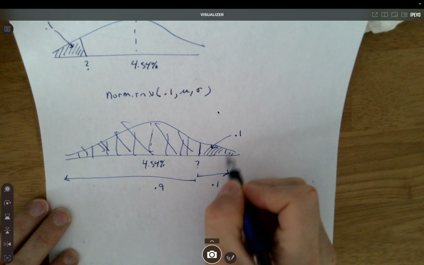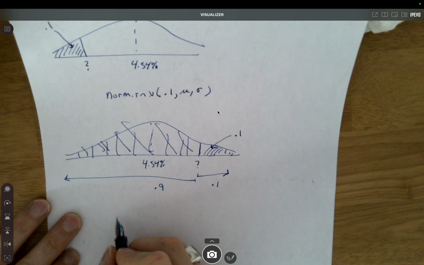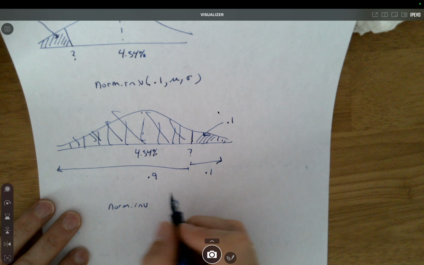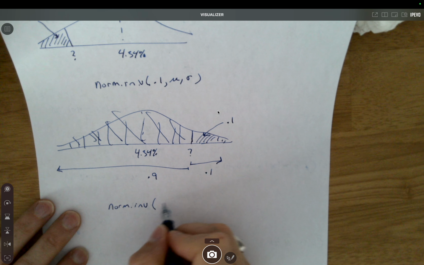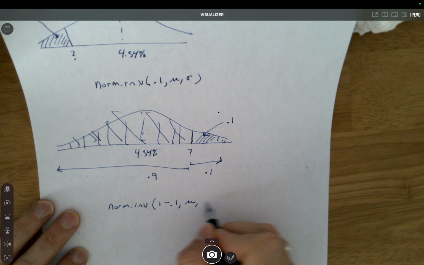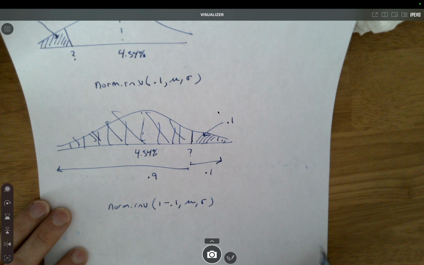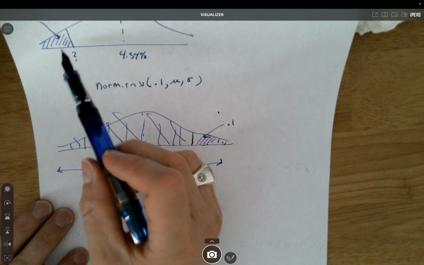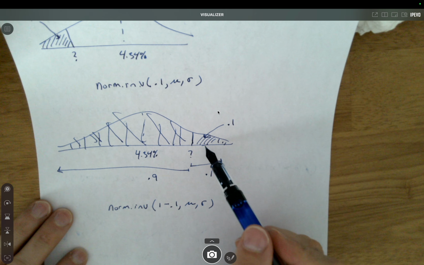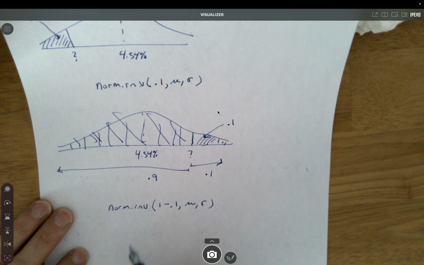So if you're trying to find the top 10%, you'd have to do a norm.inverse. But instead of putting the 0.1, we're going to do the 1 minus the 0.1, and then you put your mu and your sigma in. So you have to make sure if you have the area to the right, there's a 1 minus inside the norm.inverse for this type of problem. 1 minus norm.inverse is never correct. Norm.inverse, you do the 1 minus inside of the function.